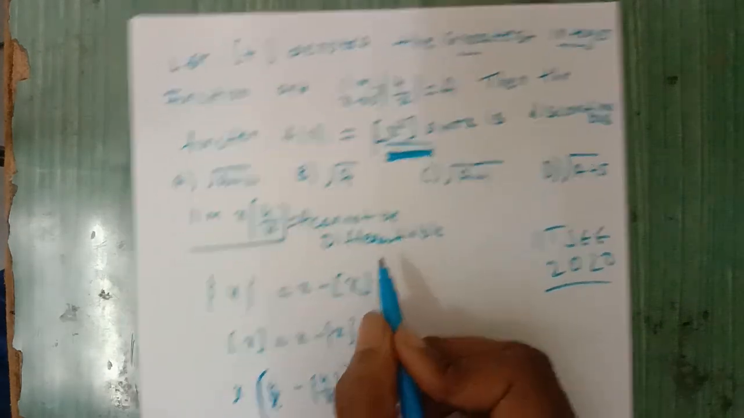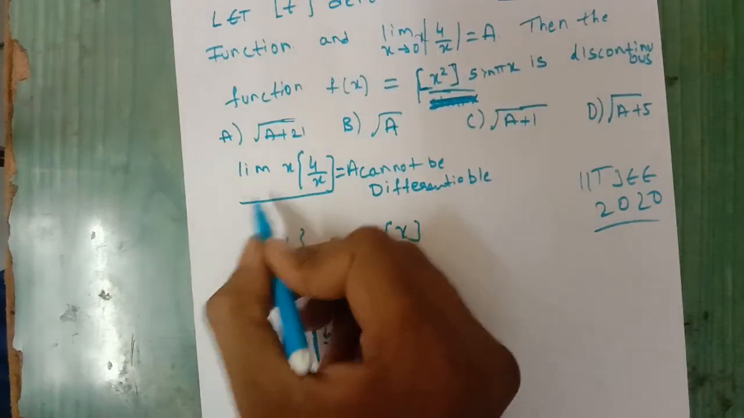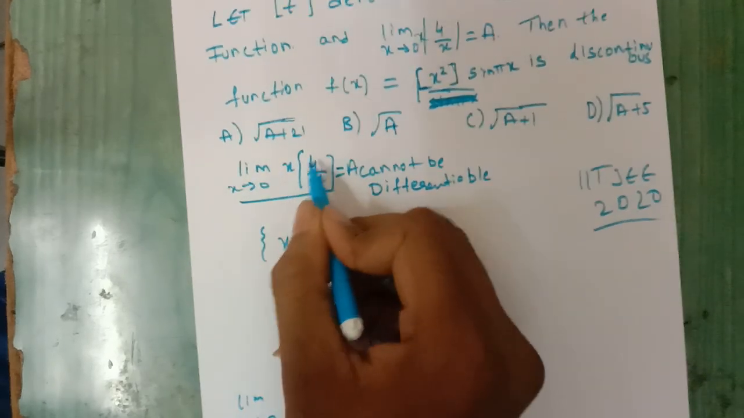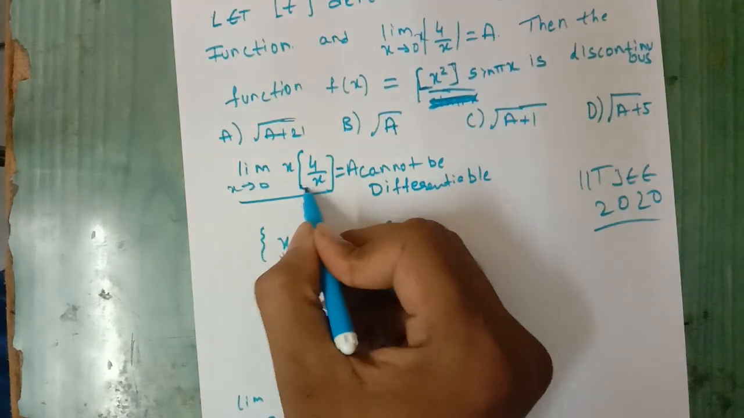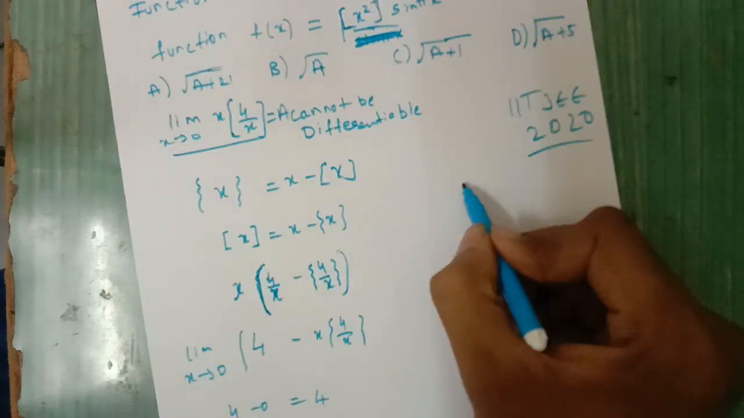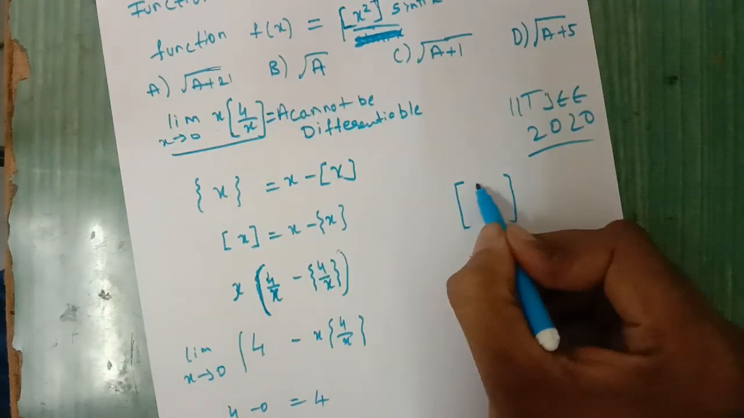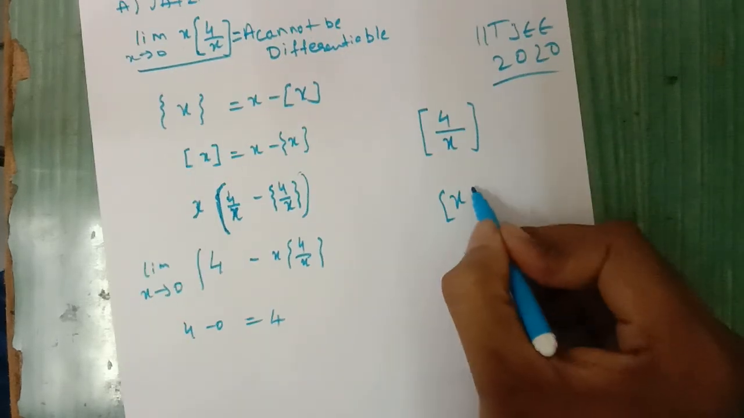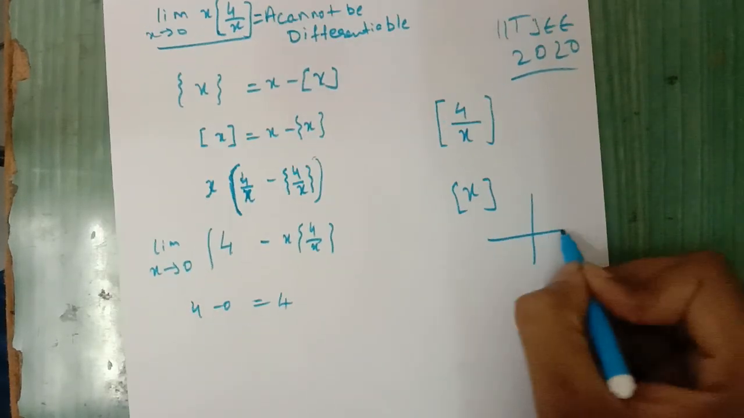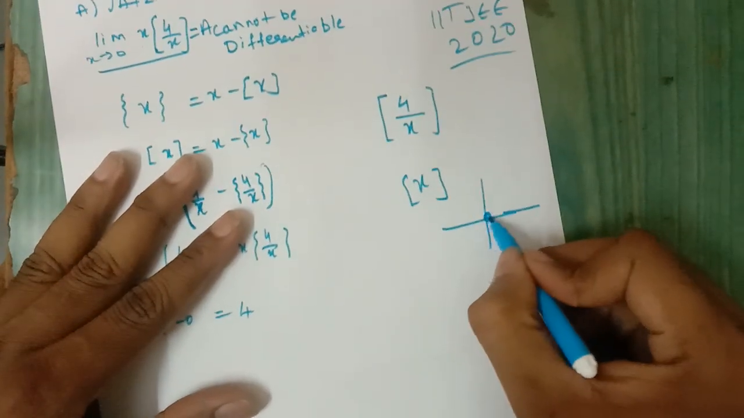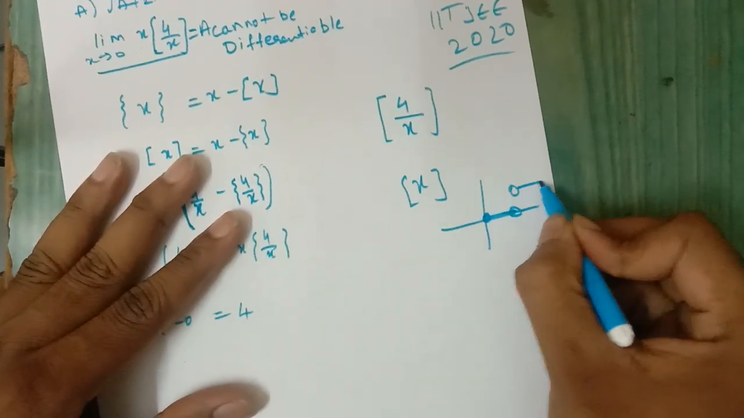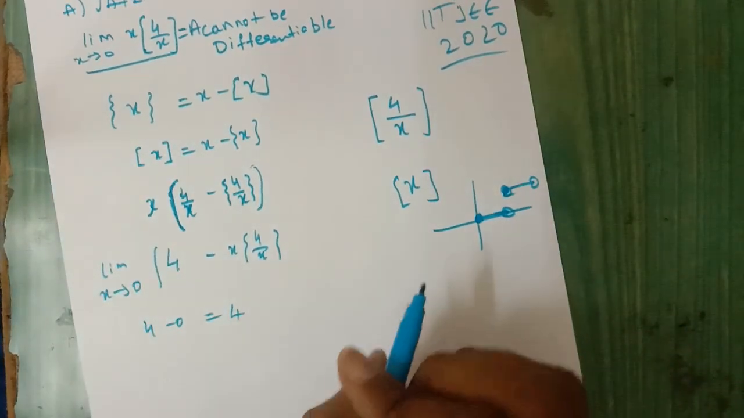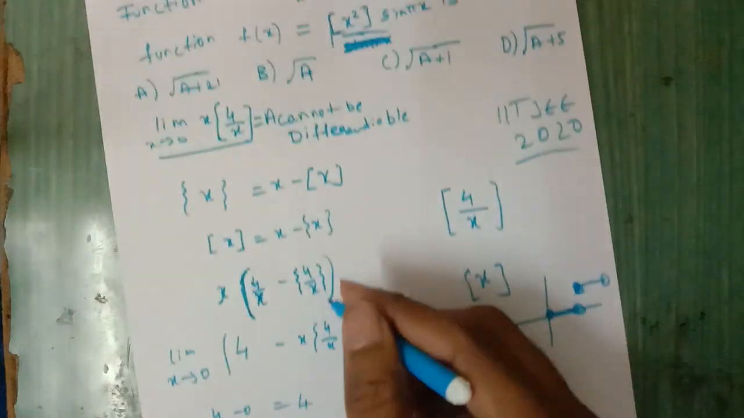So first we have to find out the limit as x tends to 0 of x times the greatest integer function of 4 by x. So you know that the greatest integer function is discontinuous. It goes like this. So if it is discontinuous, can it be differentiable? No, it cannot be differentiable.